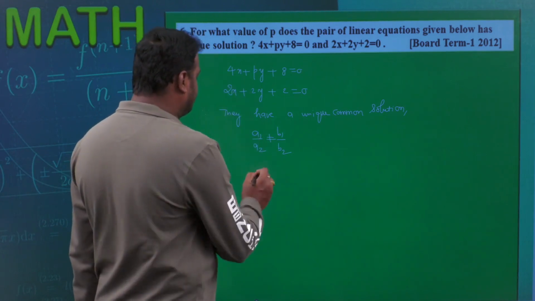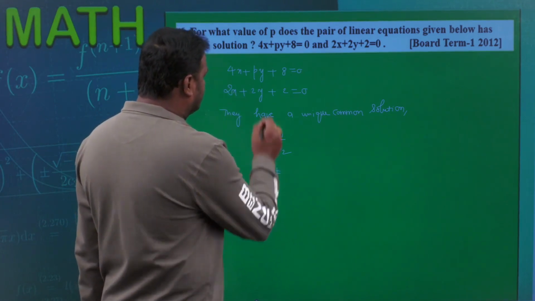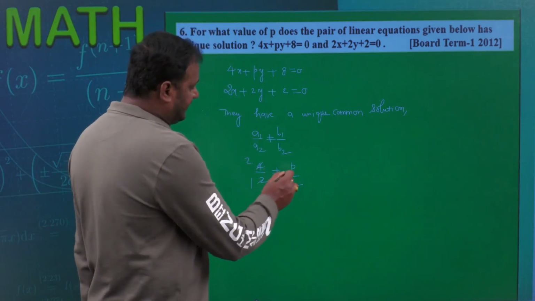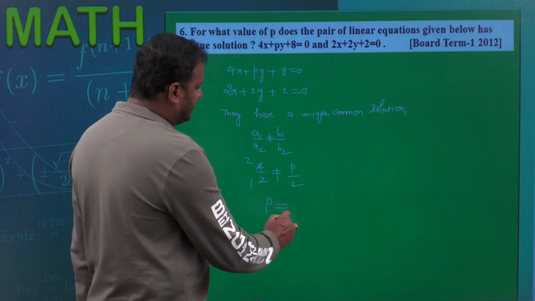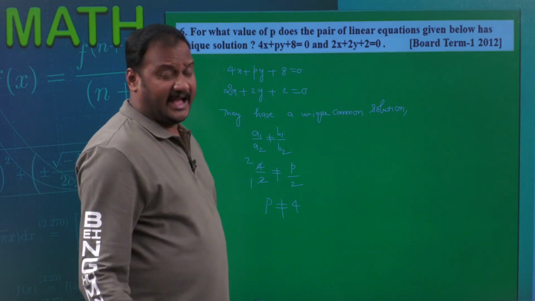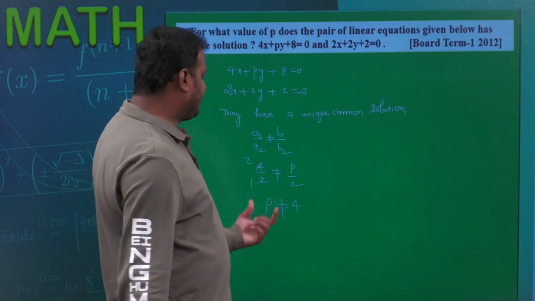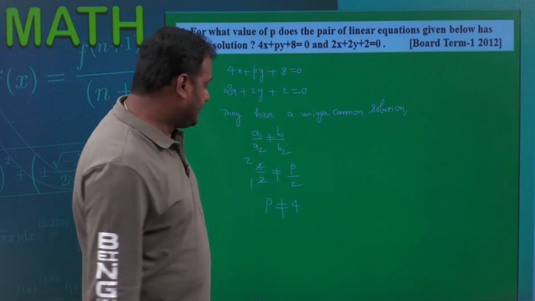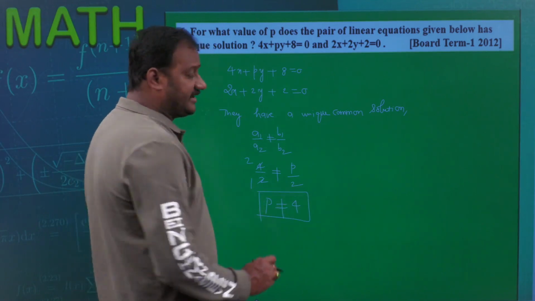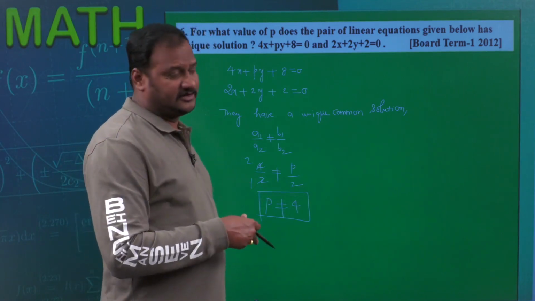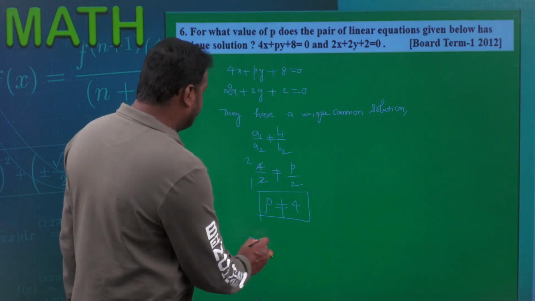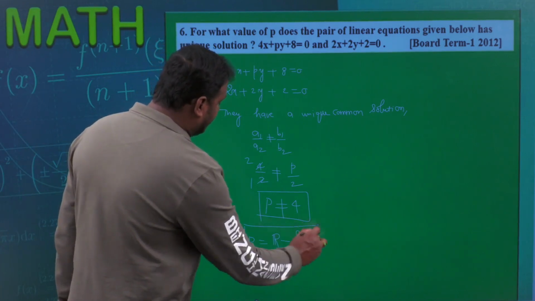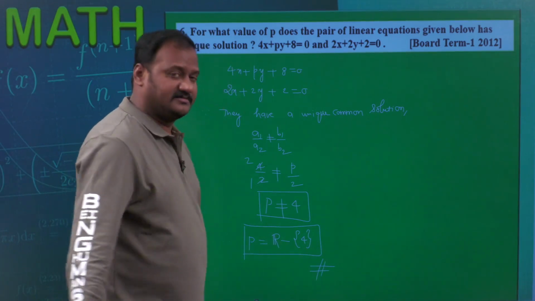So A1 by A2 means 4 divided by 2 is not equal to B1 by B2, which is P divided by 2. So 2 1s are 2, and 2 2s are 4. By cross multiplication, P into 1 is equal to P, not equal to 2 into 2, which is 4. Except P equal to 4, if you take any value of P, they always have a unique common solution. So for P not equal to 4, you can write any number other than 4. Therefore the value of P is the real number system except 4.